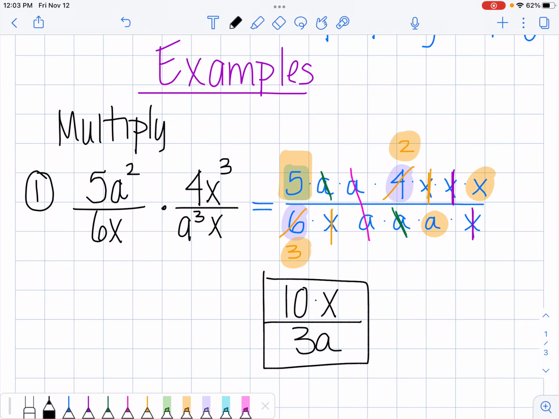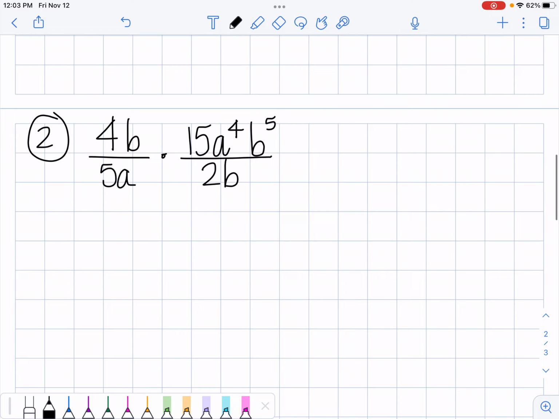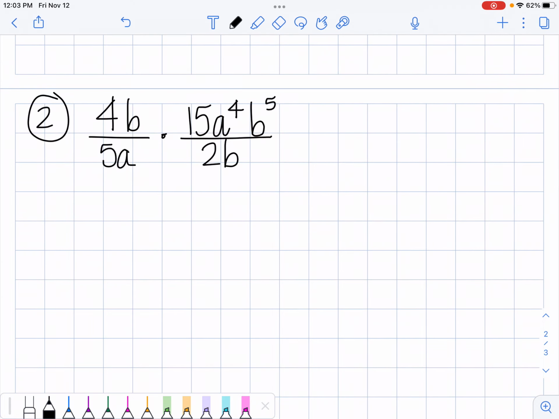Okay, let's try the next one. So now on this one, I'm not going to write it all out. I'm going to do it the way that's a little bit faster. I'm going to do my numbers first this time. I look at my number 5 and my number 15. Is there a number that goes into both 5 and 15? Yeah, 5. 5 goes into 5 once, and 5 goes into 15 3 times.